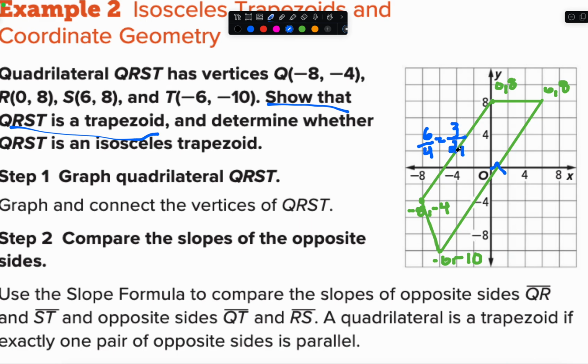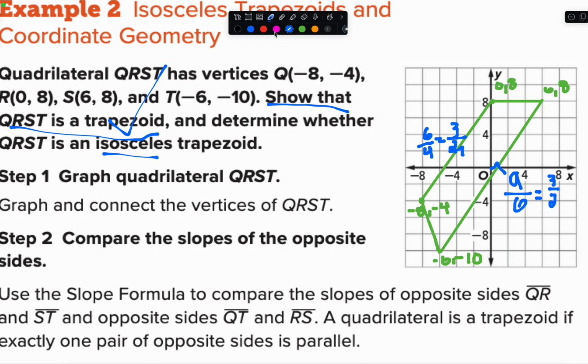Cool. This bottom one right here is going up 1, 2, 3, 4, 5, 6, 7, 8, 9, and over 1, 2, 3, 4, 5, 6. So this guy's slope is 9 over 6, which, if you divide by 3, is 3 over 2. So those two have the same slope. Cool. That means he's a trapezoid. Check. Done that point. Now they want us to see whether it's an isosceles trapezoid or not.